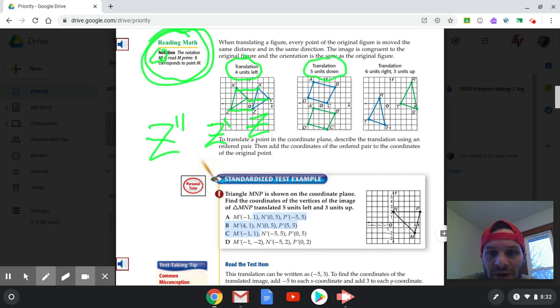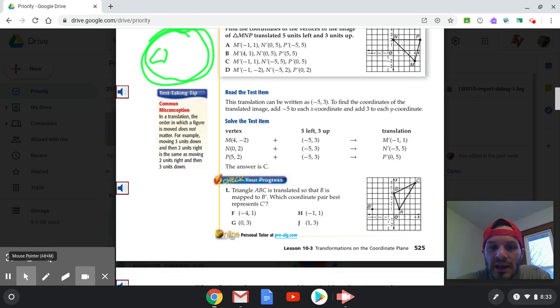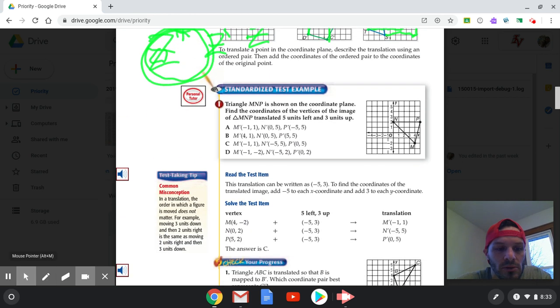Here's a translation 5 units down, A to A prime, B to B prime, C to C prime, and then D to D prime. They all move 5 units down. And then translation 6 units right, 3 units up. Every point, starting with the blue, went 6 right, 3 up. And that is 3 different versions of translations, a type of transformation. All right, let's keep on going.